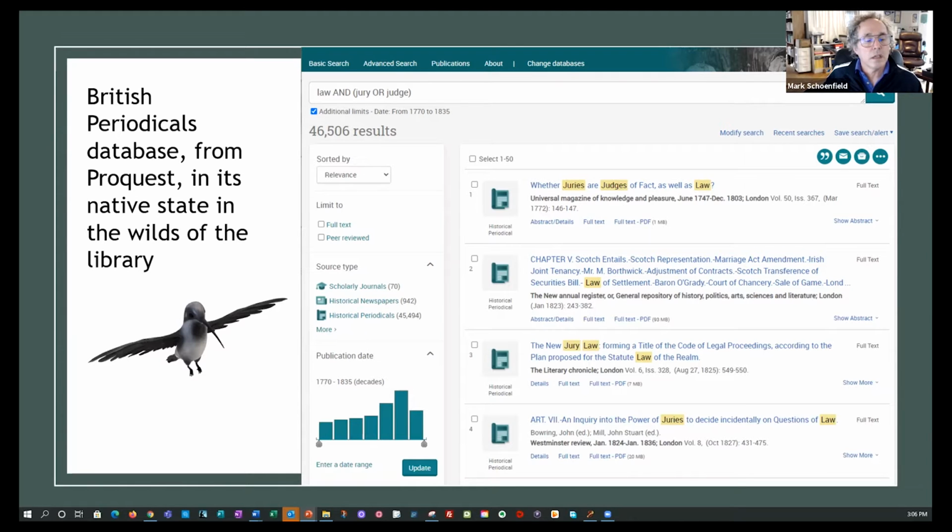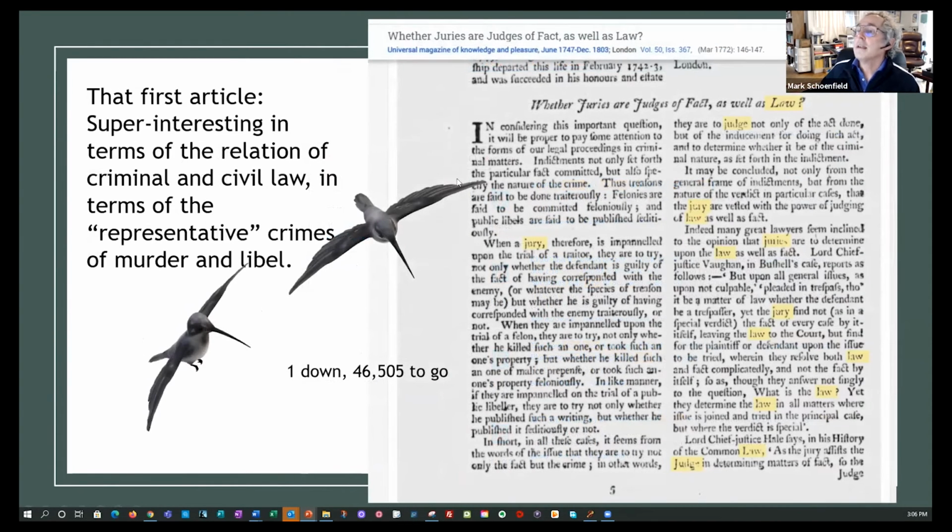And this is, of course, not all there is. You can see the first one, whether juries or judges of fact as well as law, actually sounds kind of interesting. And if one looks at it, it actually is quite interesting. You can do a typical deconstructive reading on this: simple things about how it merges the line between criminal and civil law, how it produces certain kinds of representative crimes, murder and libel, which are the characteristic representative crimes. I think it's interesting that those keep getting paired together during this period. We could spend a lot of time on this article quite fruitfully. And then it would be one down, 46,505 to go. All right, I'm not getting any younger.